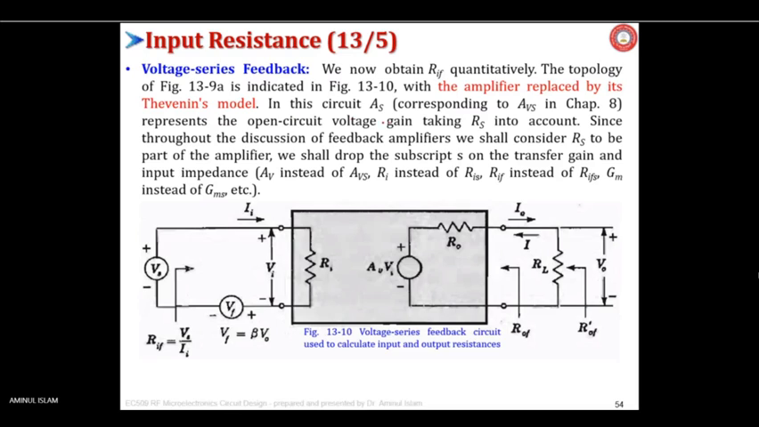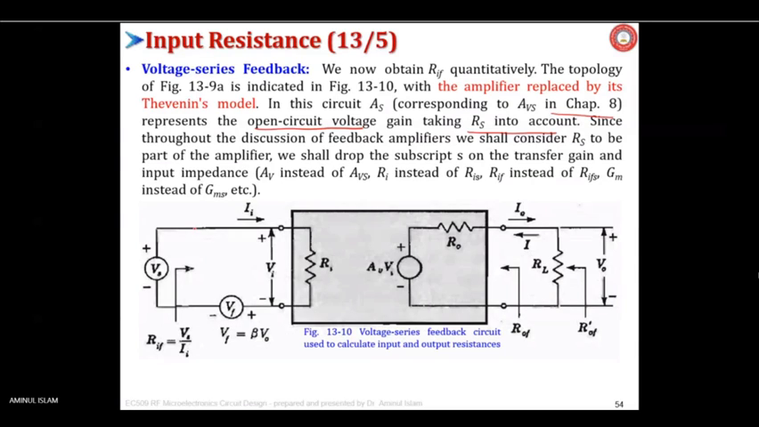In this circuit, as corresponding to FBS in chapter 8, we have discussed many things about this amplifier in chapter 8. AS represents the open circuit voltage gain. Taking RS into account. RS means what? Can anybody say? The source resistance. Source resistance.